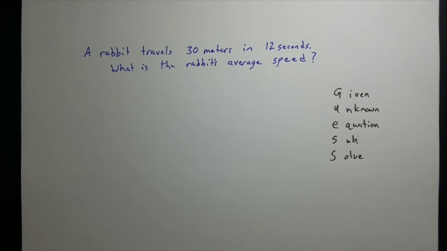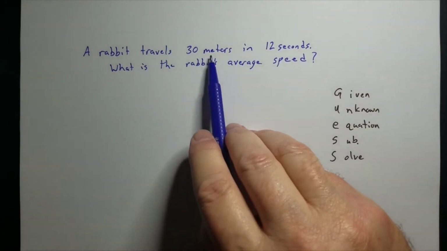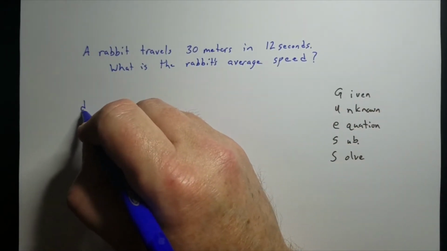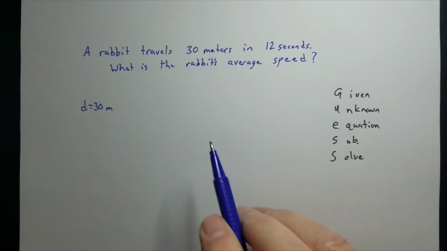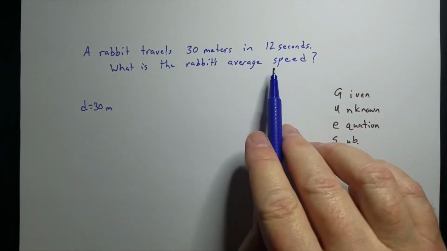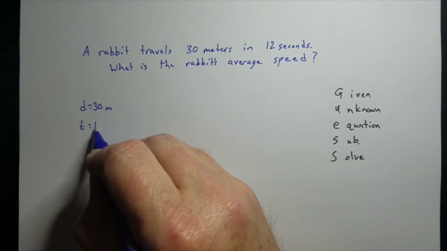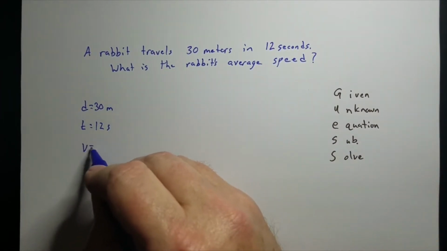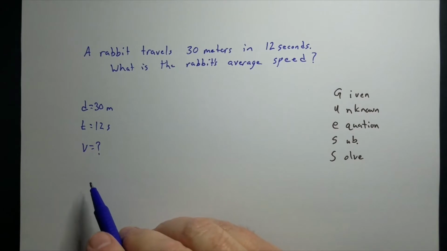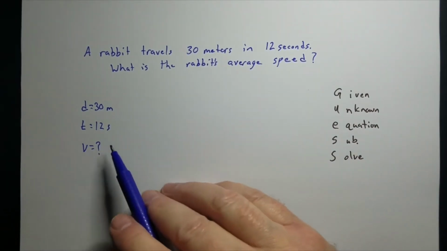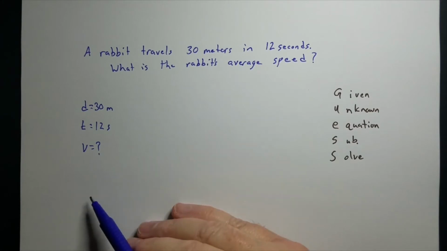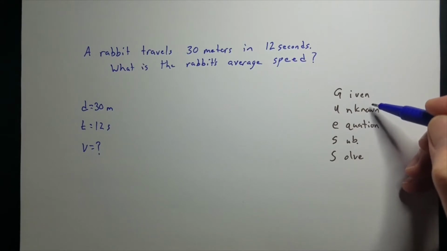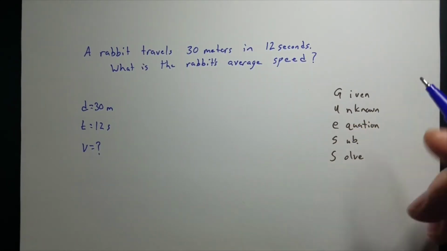So I'll start off looking at this. A rabbit travels 30 meters. Well, meters is a unit for distance, so we're going to figure out our givens first. Distance is 30 meters in 12 seconds, so our time is 12 seconds. And we want to know the average velocity, so that's v. So there's my given and unknown. Now, sometimes that's not required for every single question, but if you're stuck, it's a good place to start. So these are kind of optional for me, but maybe a good place for you to start, especially as the problems get more complicated.